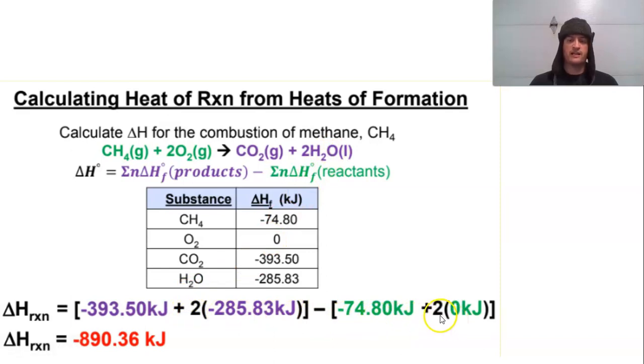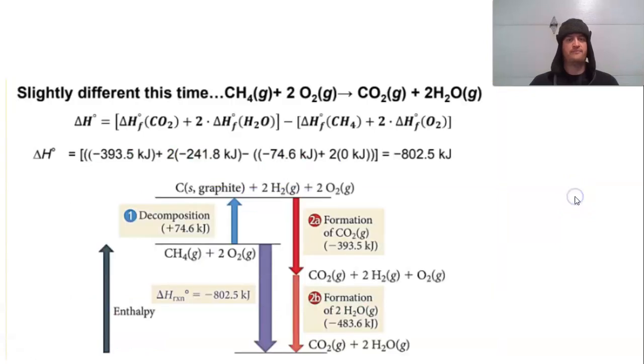I always recommend writing the coefficients, even if it's 0, to illustrate that you understand there are 2 moles of that 0 heat of formation oxygen. Adding those all up, you get a negative delta H of reaction, a very exothermic reaction, which makes sense. When you burn methane, you get heat.